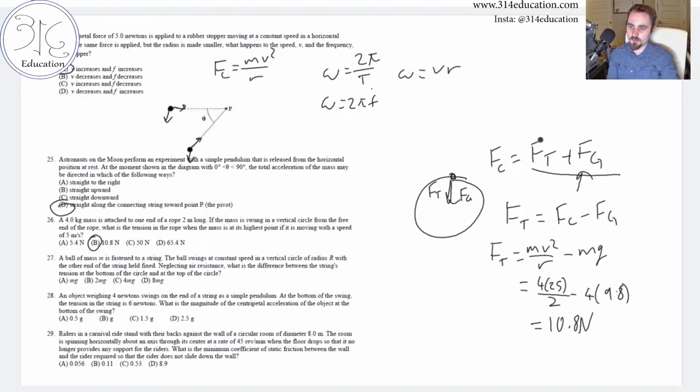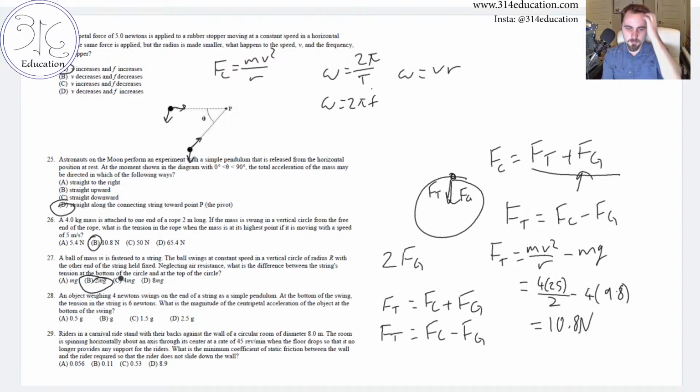So at the bottom of the circle, we expect the tension to equal the centripetal force plus the gravitational force. And at the top of the circle, we expect it to equal the centripetal force minus the gravitational force. So the difference is 2 times the gravitational force, which is 2 times mg, which is B. Good, good, good. Guys having fun yet? I'm having fun.